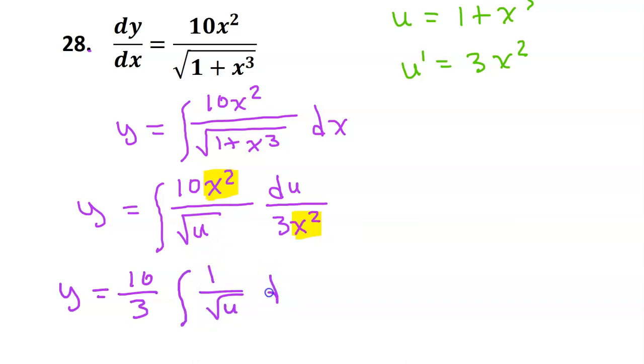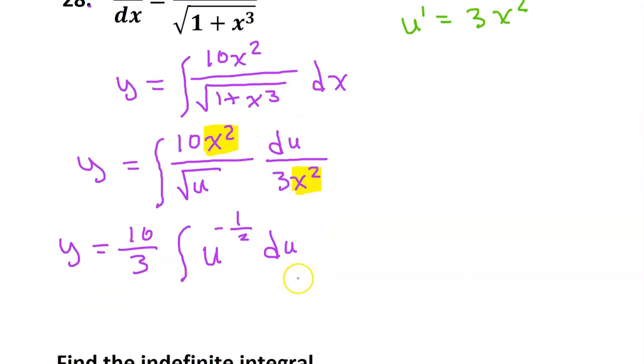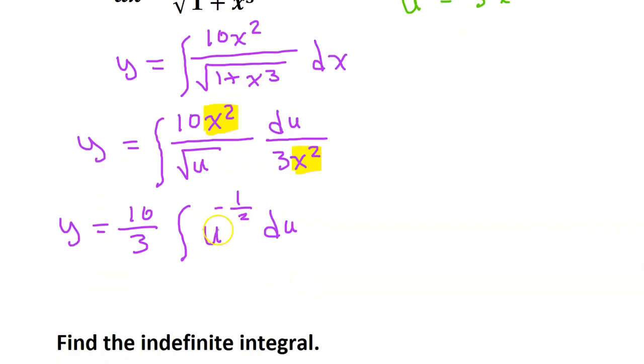But because of the power rule, it will be better to rewrite this. The square root of u is u to the 1/2 power. So 1 over the square root of u is the same thing as u to the negative 1/2 power. So now we can go ahead and integrate this.